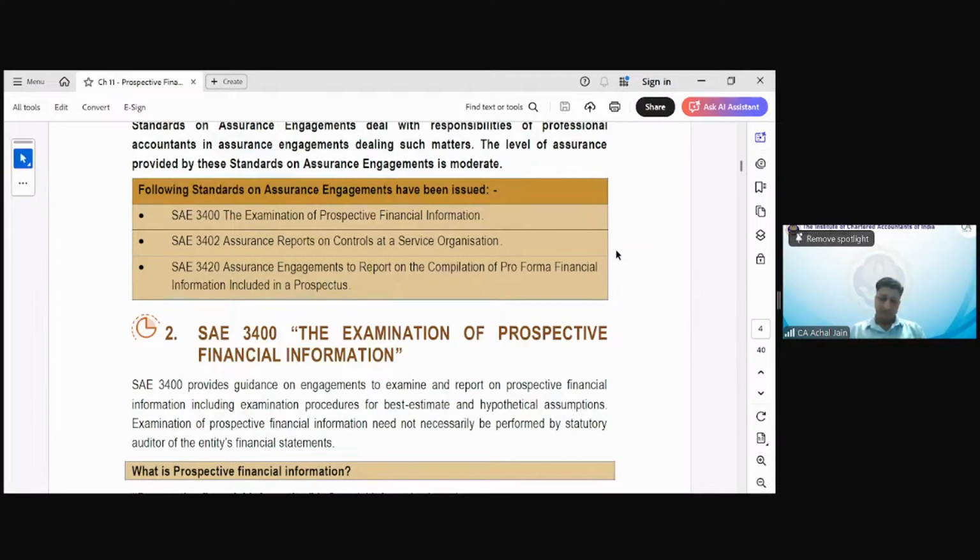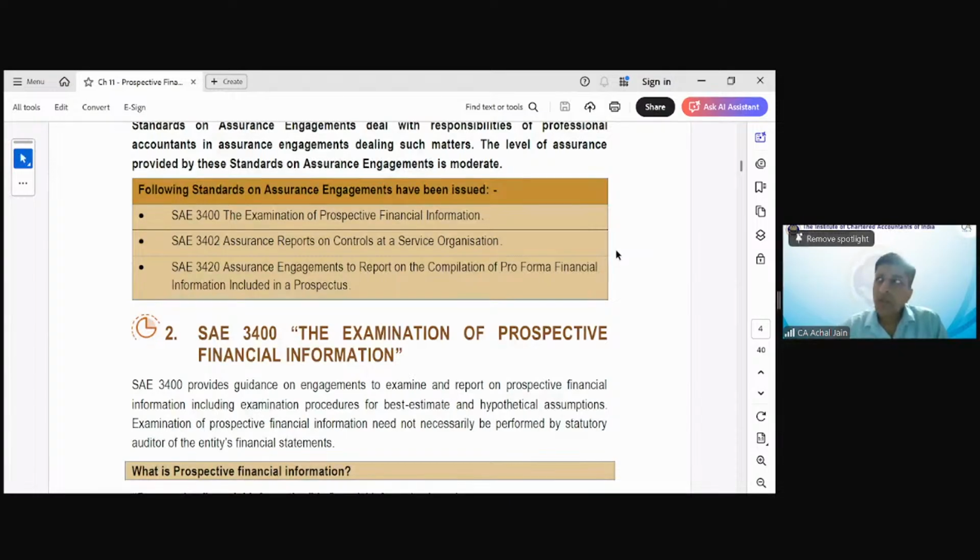Then it has to be adjusted accordingly in the 31st March closing balance sheet as well as the profit and loss account. So I think the explanation that we have looked at so far is more suited to the third aspect that we are going to look at, that is about pro forma. Now, what is prospective? Prospective is all about future.